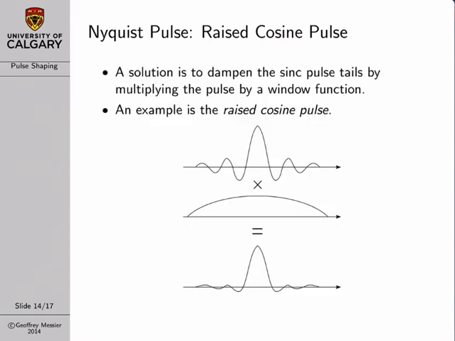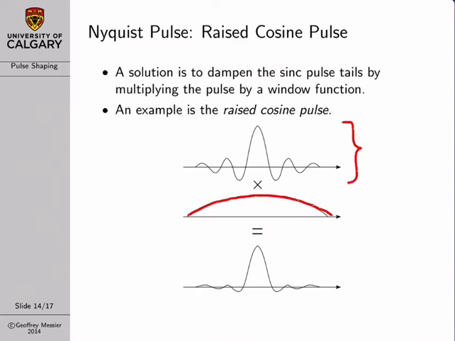A solution to this problem is to multiply the sinc pulse by a damping function, and that's what I've drawn here. Here's our original sinc pulse, and here's a damping window, and you can have a number of damping windows. This particular one is shaped like the half cycle of a cosine pulse, hence the name raised cosine pulse.